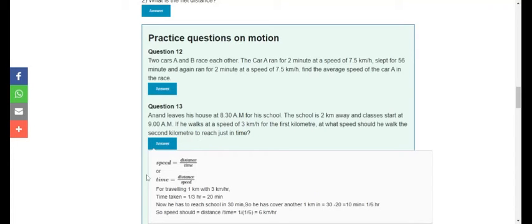So you can see that speed is equal to distance by time, so time is equal to distance divided by speed. For traveling 1 kilometer at 3 kilometers per hour, the time taken is 1 by 3 hour, which is equivalent to 20 minutes. Now from 30 minutes he is left with 10 minutes, because 30 minus 20 is 10 minutes, and 10 minutes is equivalent to 1 by 6 hour. In that 10 minutes he has to travel the next 1 kilometer. So his speed should be distance divided by time. The distance is 1 kilometer and the time is 1 by 6 hour, 10 minutes converted into hours. So finally we get the speed as 6 kilometers per hour.